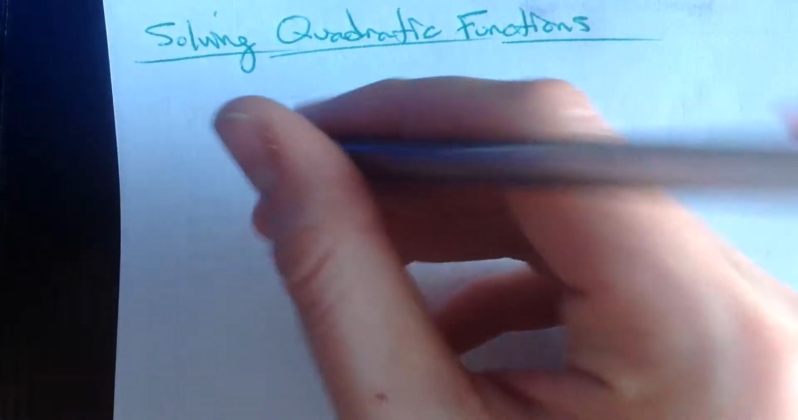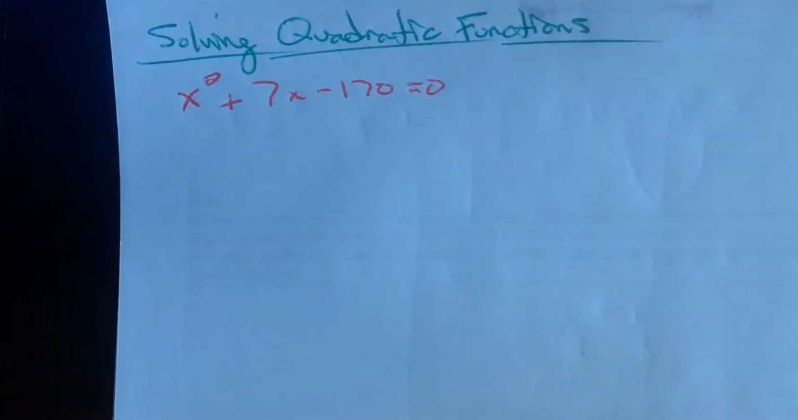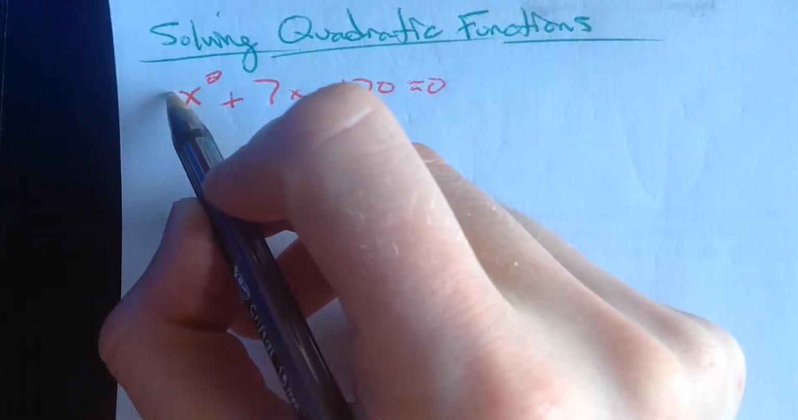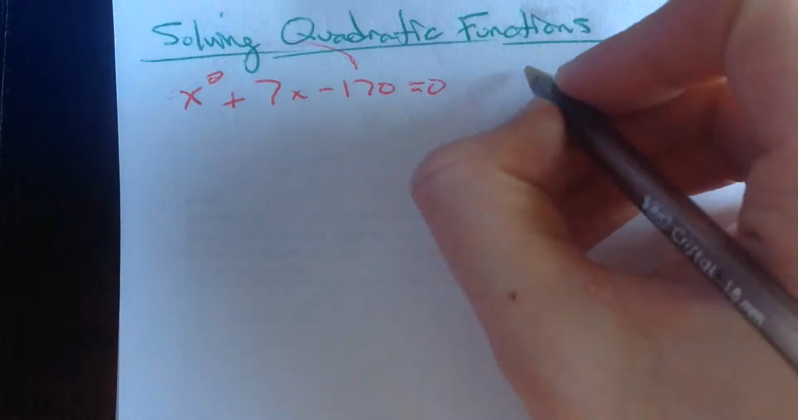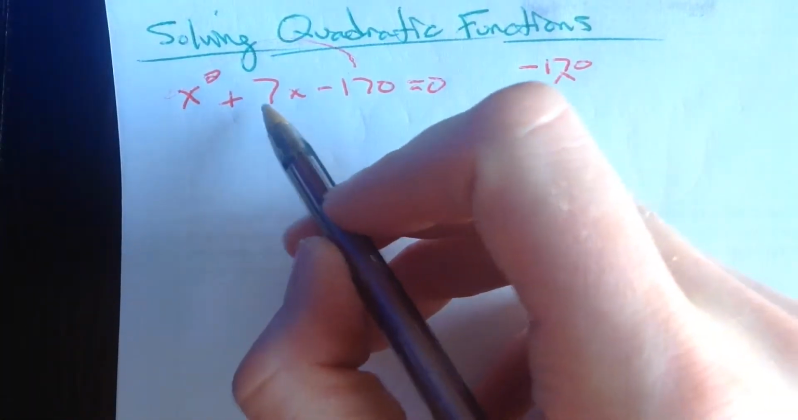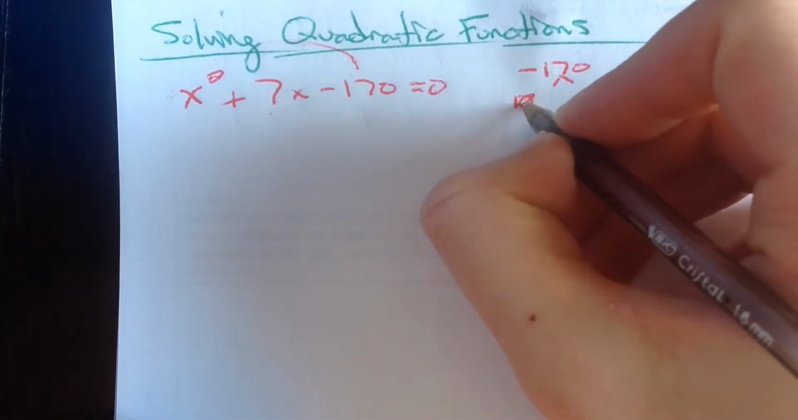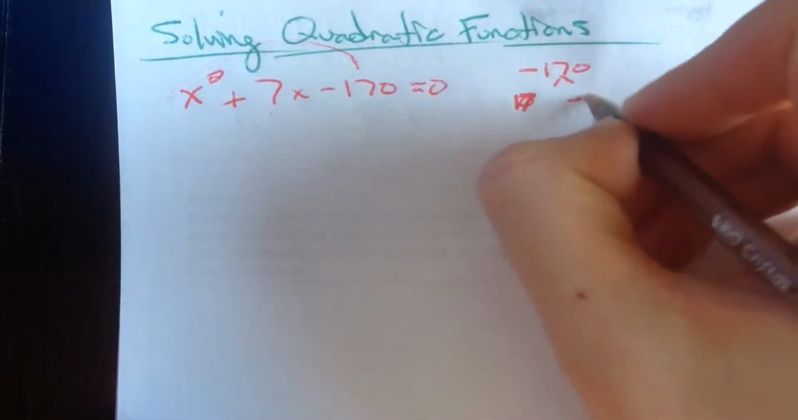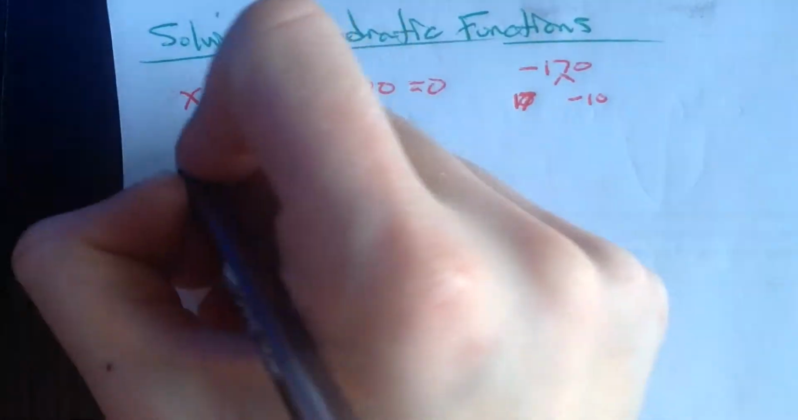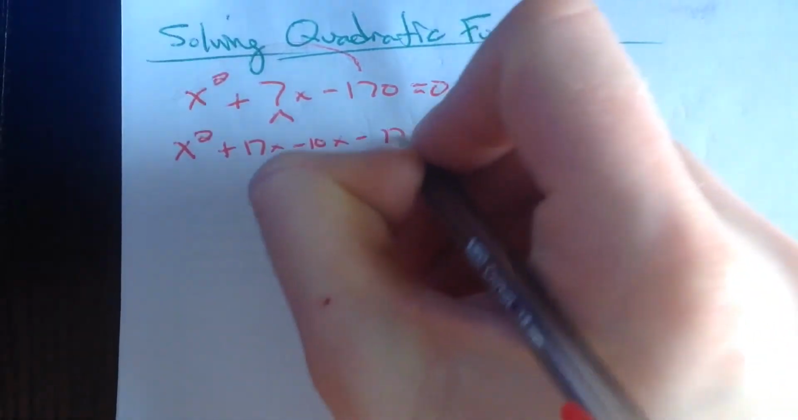So solving quadratic functions, we're going to go through 3 examples to show one method you could use to solve these. Given the following quadratic function, we've been introduced to factoring. To factor this, we would say, okay, 1 times negative 170 is negative 170, and factors of negative 170 that add to our b, our 7x, would be positive 17 and negative 10.